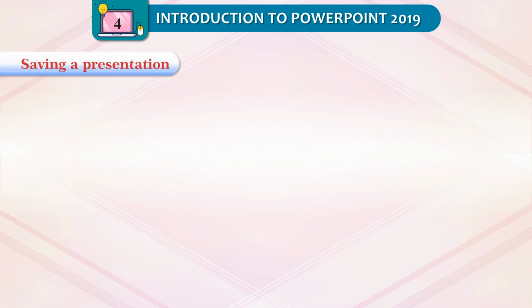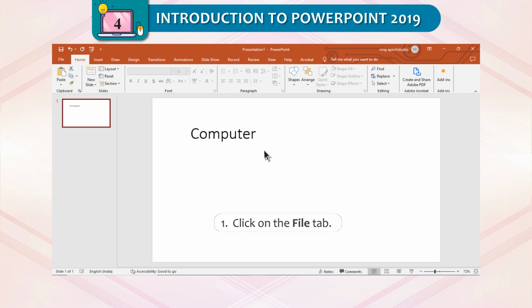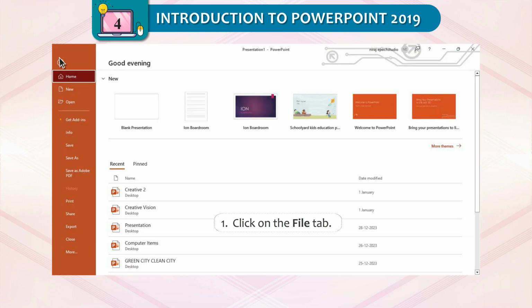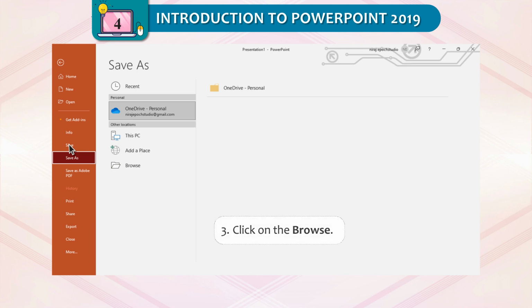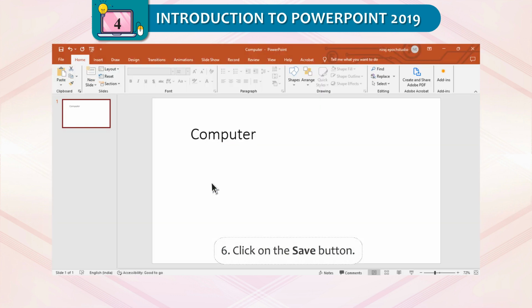Saving a presentation. To save the presentation for future use, follow the steps shown in Figure 4.13. 1. Click on the File tab. 2. Click on the Save option. 3. Click on Browse. 4. The Save As dialog box opens. 5. Type a file name. 6. Click on the Save button.